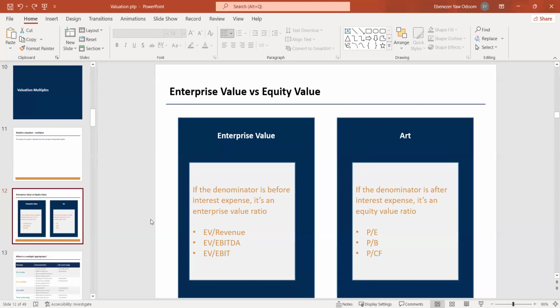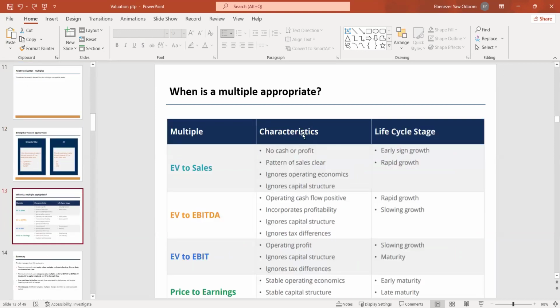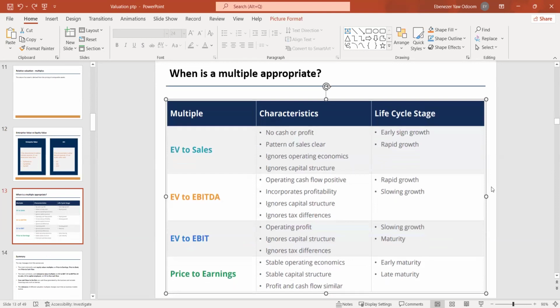And in the same way, if it is before the interest expense, then you can say it is an enterprise value ratio. So let us try to establish understanding here. So EV to sales, or EV to revenue. At this point, typically it's just at the revenue, just at the gross level. You have not deducted your expenses.